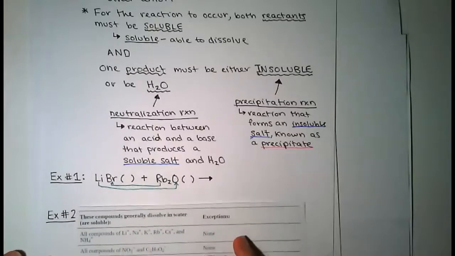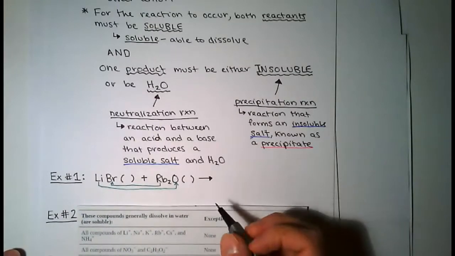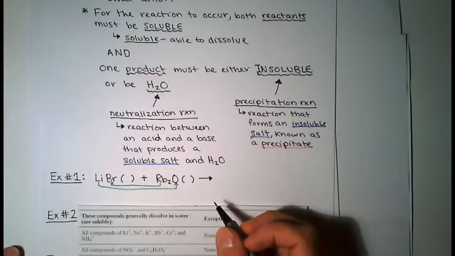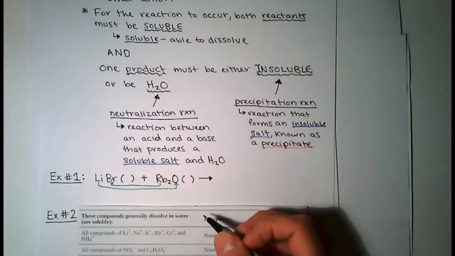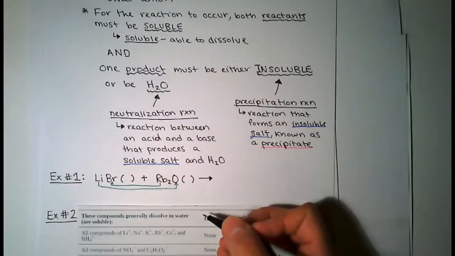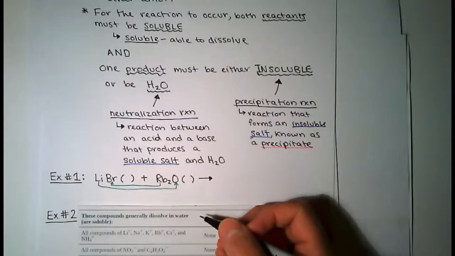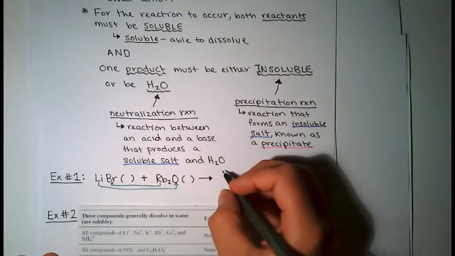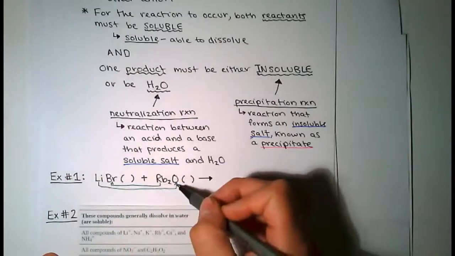So I have to recrisscross to figure out my products. I have to redo my crisscross because rubidium and lithium may not have the same charge, and oxygen and bromine may not have the same charge, so we have to recross and double check our charges with our periodic table. So I'm going to first do lithium with oxygen.